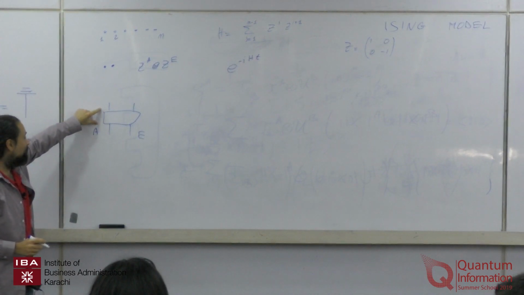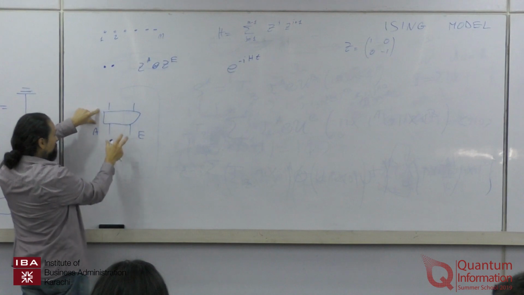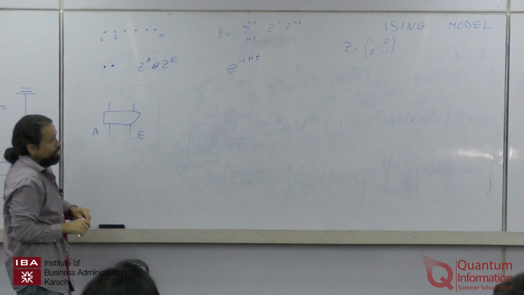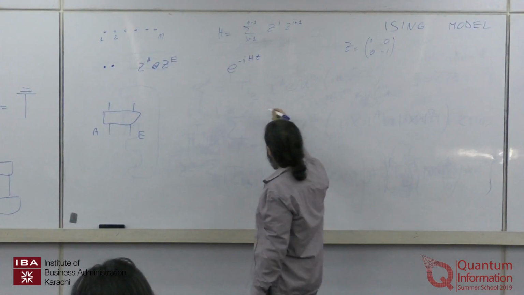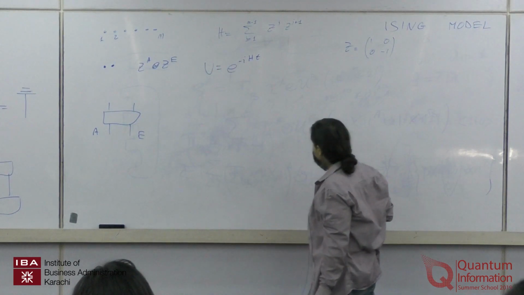So this obviously represents a first step, and then if this is the system and this is the environment, we will have to compose many blocks of those and trace out the environment, which we might get to or not. So we want to calculate U equal e to the minus ht.